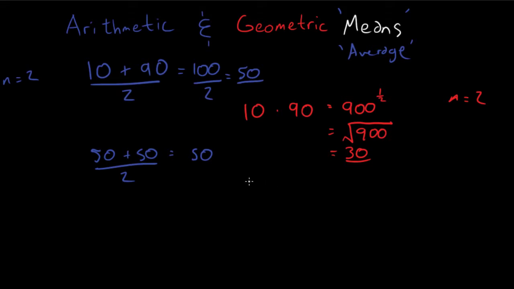For the geometric mean, we take 50 and multiply it by 50, and that gives us 2,500. Again, n is equal to 2, there are 2 terms in the sequence, and we raise this to the power of 1 over n, or 1 over 2 in this case. That is going to equal 50. So why is it that in this case the geometric mean is equal to our arithmetic mean, but in the earlier case it looks very different?